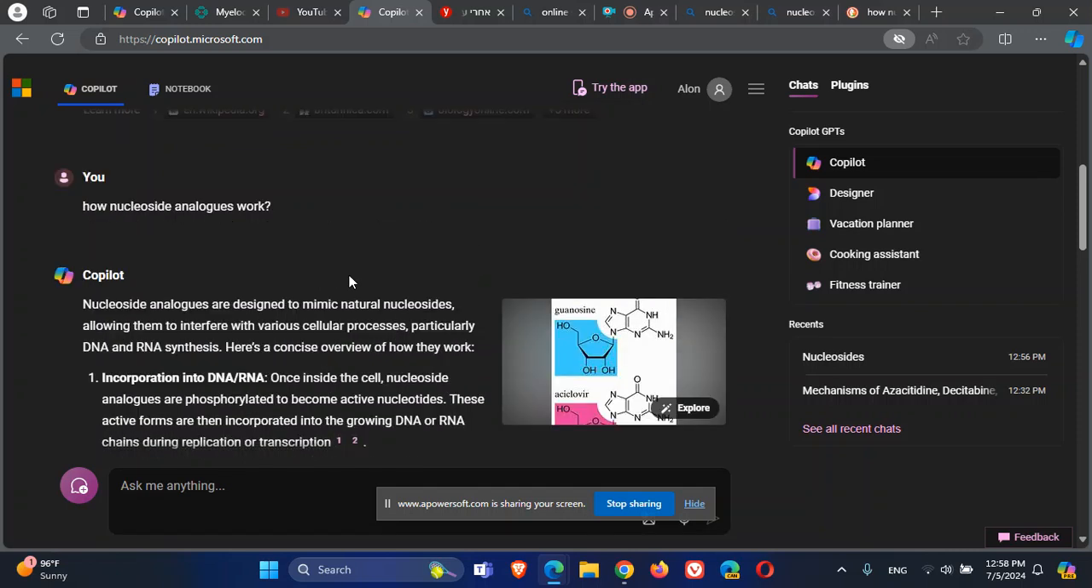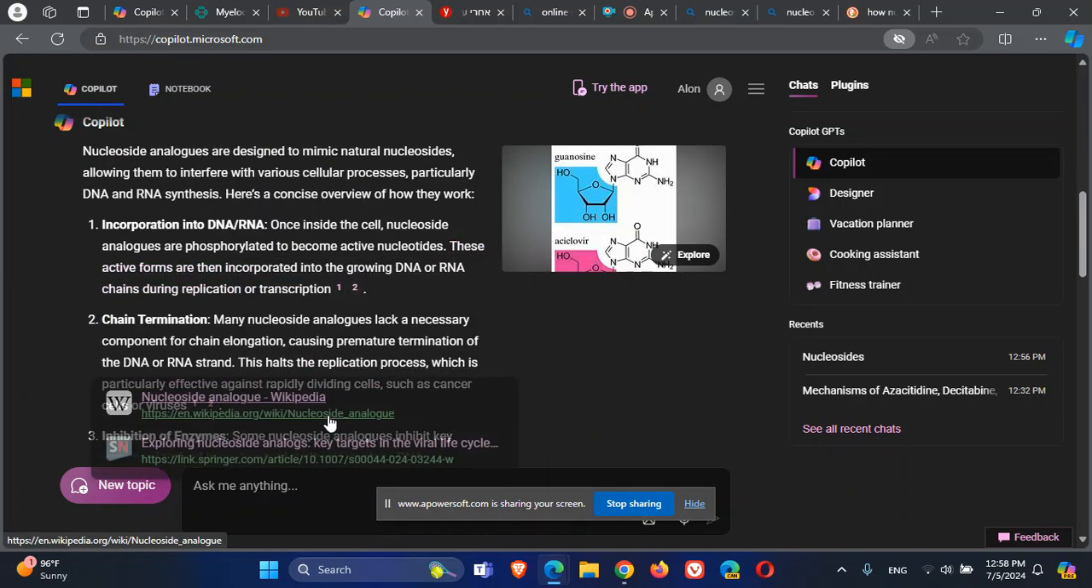The idea is to talk about nucleoside analogues, which are used, for example, to treat viral infections like herpes, HIV, hepatitis. So, how do nucleoside analogues work? As the name may hint, nucleosides in the body become nucleotides. Nucleotides are the building blocks of DNA and RNA.